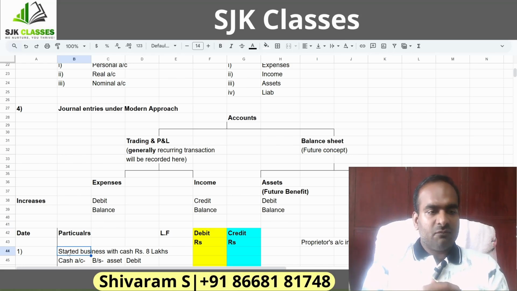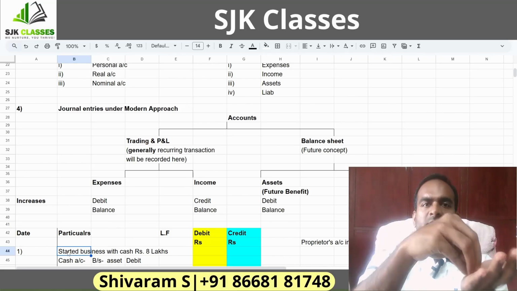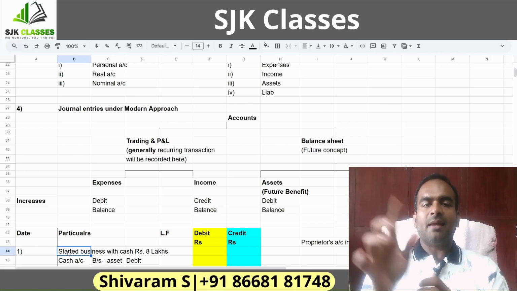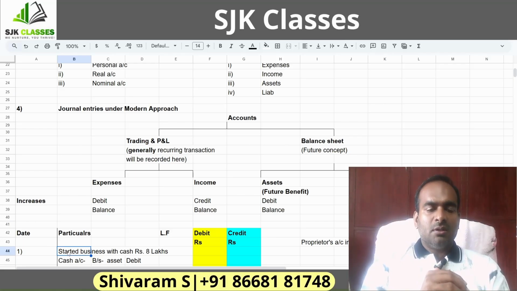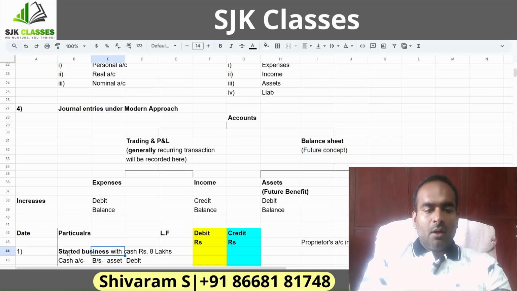Now what are we trying to convey here? We have started a business, and in this business the proprietor has infused money into this business. How much money has been infused here? 8 lakhs. Now what are the accounts involved here? So once you read a transaction, you have to take out the keywords from the transaction. Now the keywords are started business. Who will start a business? Proprietor. In accounts, proprietor's account in business is called capital.